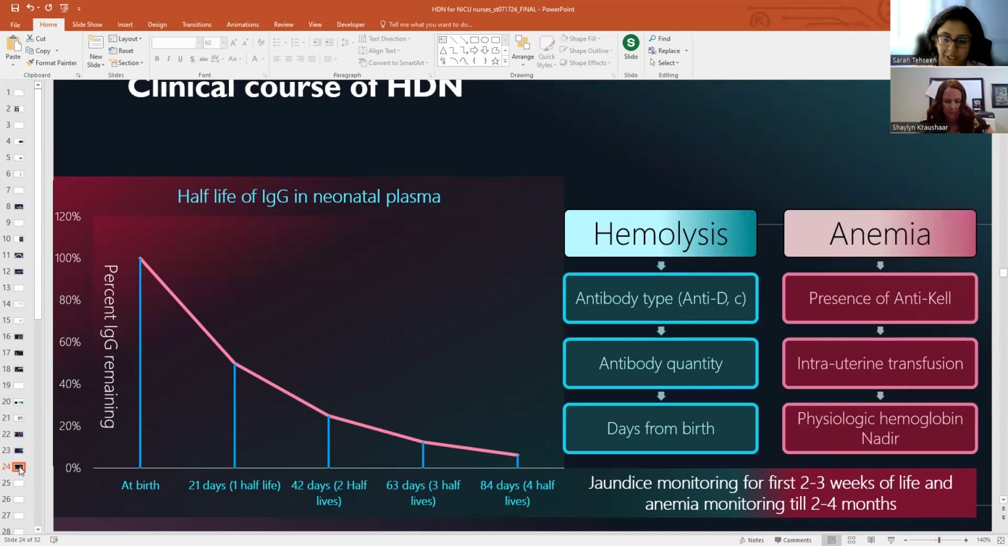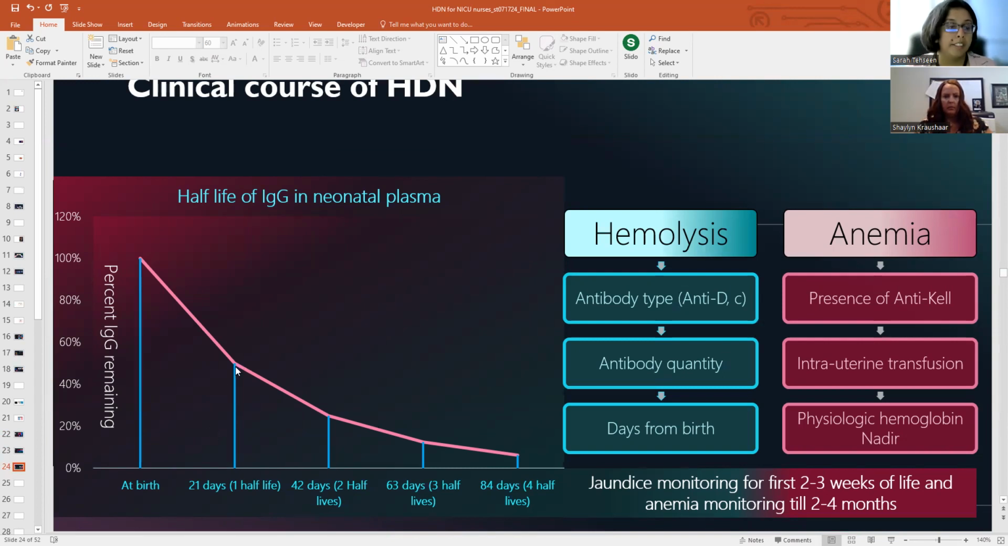So the clinical course of hemolytic disease of the newborn depends upon a few things, right? It depends upon the kind of antibody, whether the antibody is suppressing red cells, whether the neonate received IUT, and then how long an IgG antibody stays in the plasma. The half-life of an IgG is anywhere between 18 to 21 days. So it takes about 84 days for it to drop to very low levels within neonatal and infant circulation. And in all this time, the neonate is at risk of anemia.